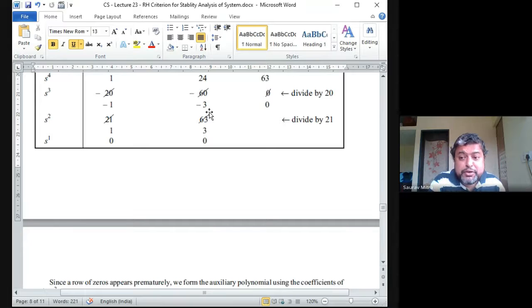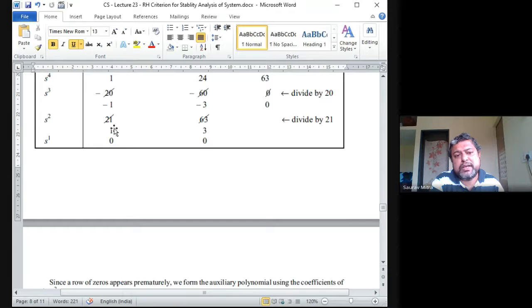Okay, and then you differentiate it. Differentiate, that means 2s equal to 0. So that 2s will come in the next. Let me solve it, you will understand. So here s raised to 1 part has become 0. That's what I have to go to the previous stage.